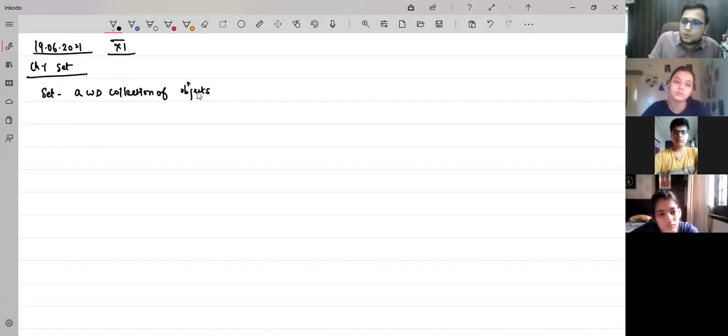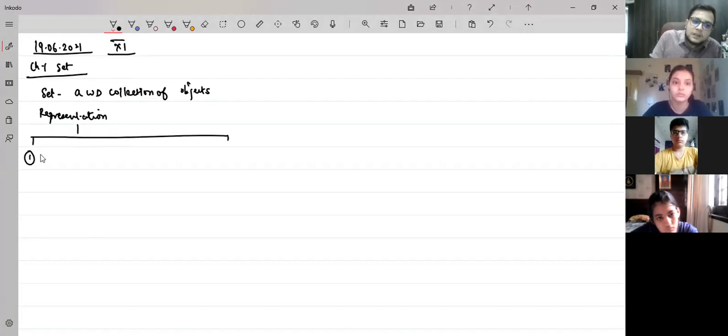It should not change from person to person. Now इसका जो representation होता है, वो दो तरीके से होता है. We represent a set in two ways. First is roster form, and second is set builder.